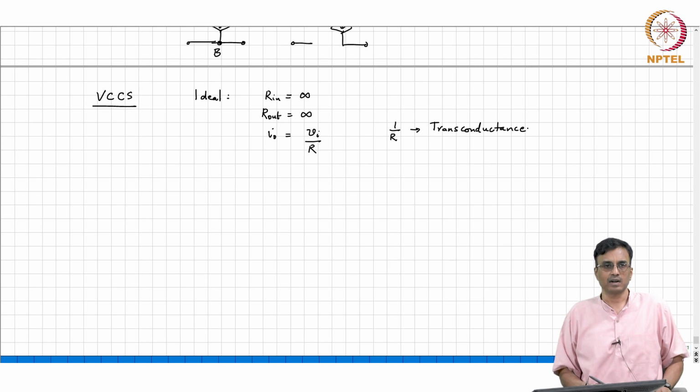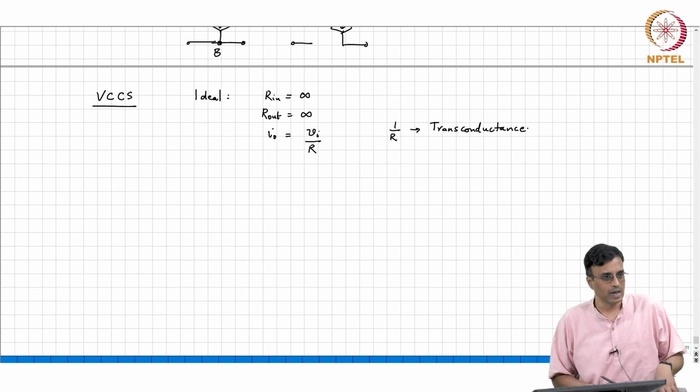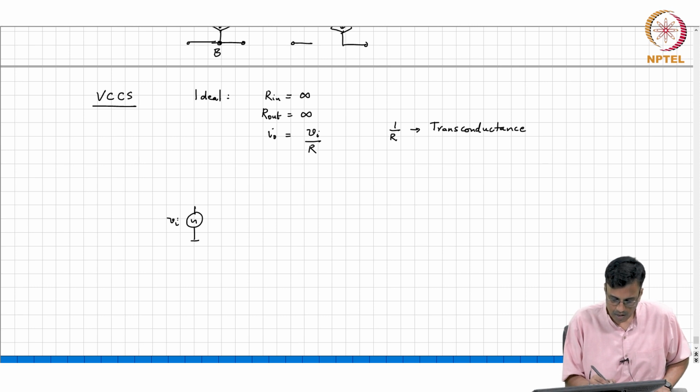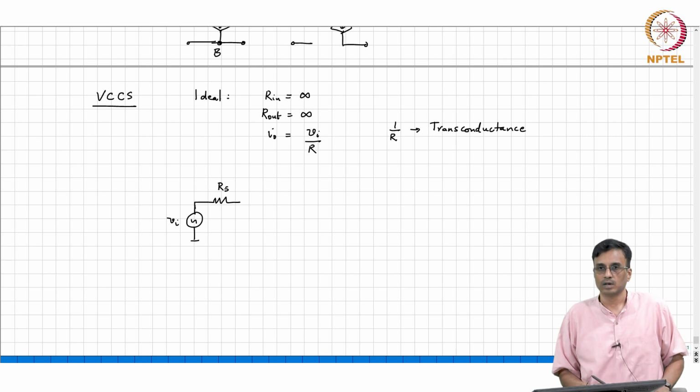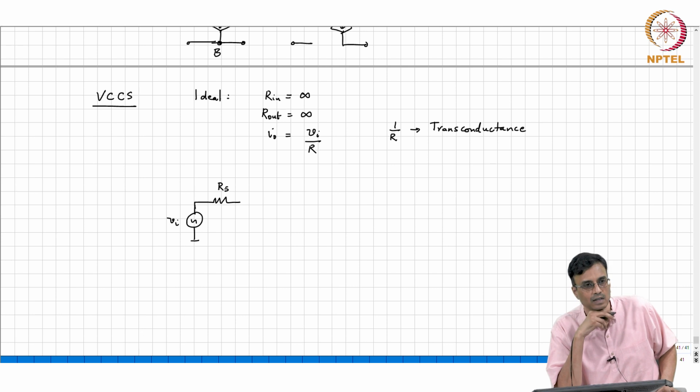So, again let us start by using first principles. We want to generate a current IO which is controlled by this voltage Vi. So, we have some source Vi possibly with some resistance Rs. Okay. What all would we need to realize a current which is, if you are in the lab and you want to realize a current which is Vi by R, what will you do?